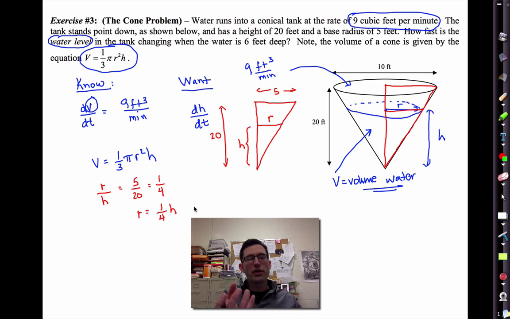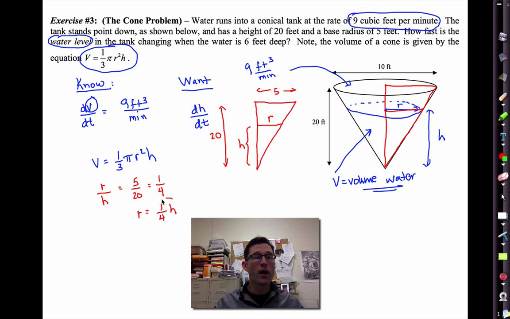So as the water is filling up this cone, the radius of the cone of water will always be 1/4 times its height. And that makes sense because if the thing is completely full, then we know that the radius is 5, and we know that the height is 20, so the radius would be 1/4 the height.